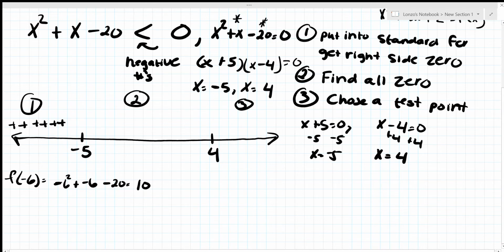Now we only care about the negative, so we're not going to put this in our boundaries. So the first part is positive.